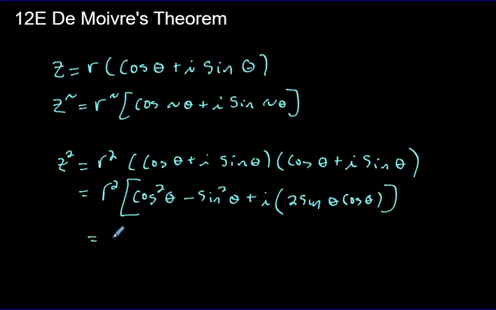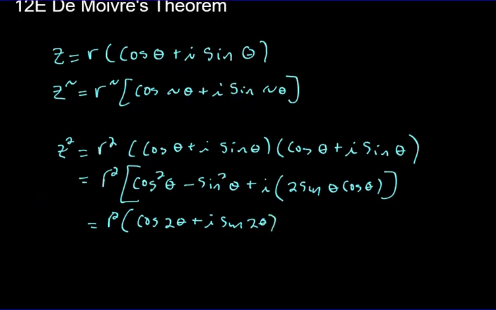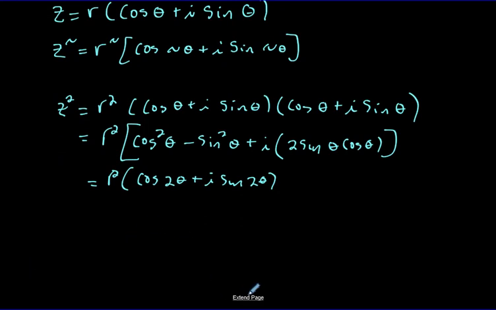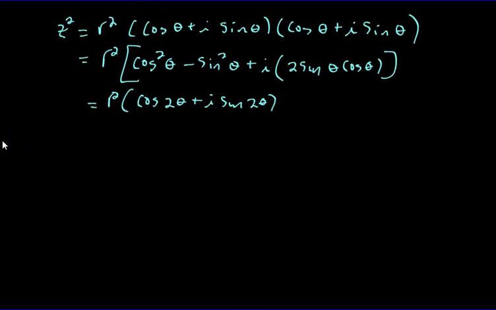And what is that going to end up being? If you notice, these are our double angle identities. And this is going to be cosine 2 theta plus i sine 2 theta. So it fits with this formula. And if you want to see it again, well, let's see, maybe it won't work for the next time, because you can't always assume it always works.